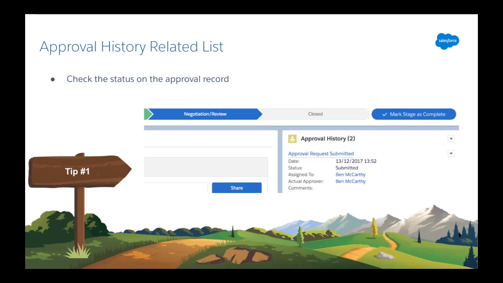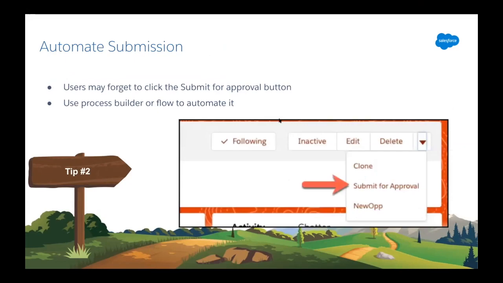Thank you very much. The next tip is to automate submission. As I mentioned earlier, there's a submit for approval button on the record itself. And you can use process flow or process builder or flow to automate it. For this use case, I was thinking users may forget to click the submit for approval button, so that way it'll be easier to automate it. Any other thoughts on this, or should I go to the next one?